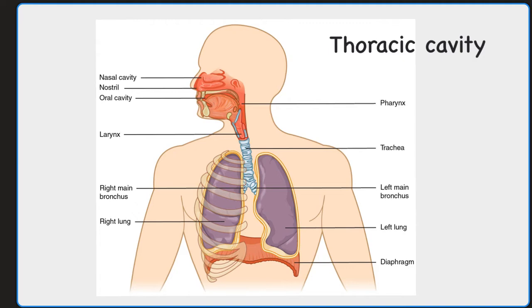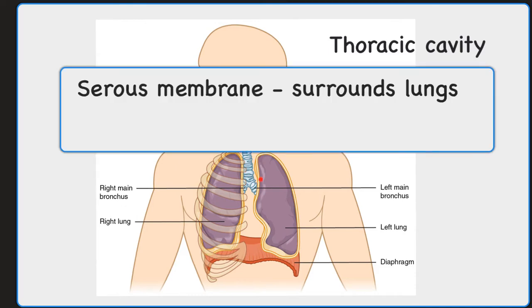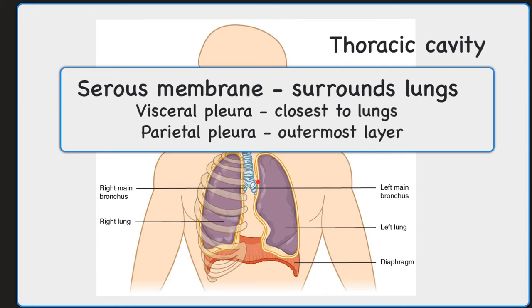The lungs themselves also have a serous membrane that surrounds it. The serous membrane is made up of two layers. The innermost layer that is closest to the lungs itself is referred to as the visceral pleura. The outermost layer is referred to as the parietal pleura. These two layers have fluid within them. It's a double membrane sac that is fluid filled, and so there is a bit of fluid in between these two membranes, and they surround the lungs, and this helps to protect the lungs.